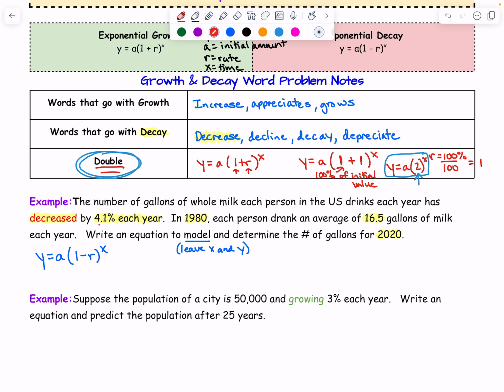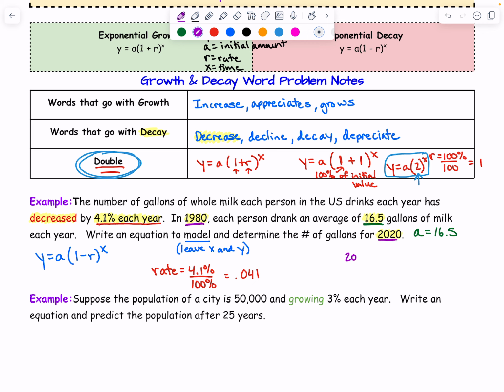All right, so first thing I saw was the rate was 4.1%. But we have to put it as a decimal, so we always divide that by 100, and that would give us 0.041 for the rate. And then I see 1980 is when it started, like measuring people's average amount of milk intake. And so that means the 16.5 is your initial amount. So that's the a value, 16.5 gallons.